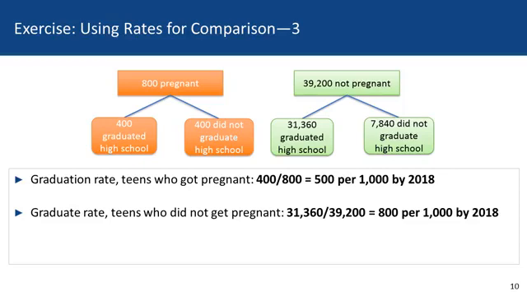You can see in this direct comparison that a higher rate of individuals who did not get pregnant graduated from high school as compared with female teens who did get pregnant back in 2012. There you can see the power of using rates in epidemiology in order to form population comparisons.